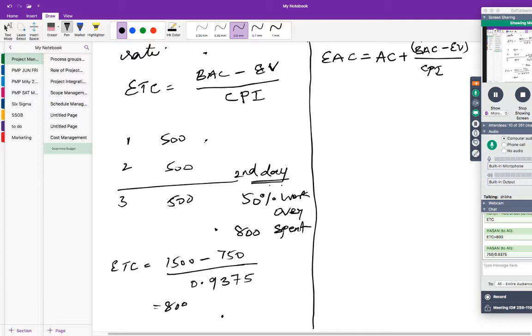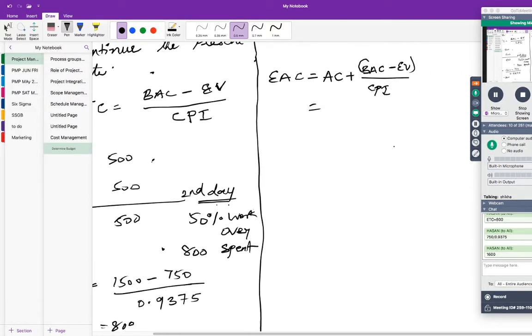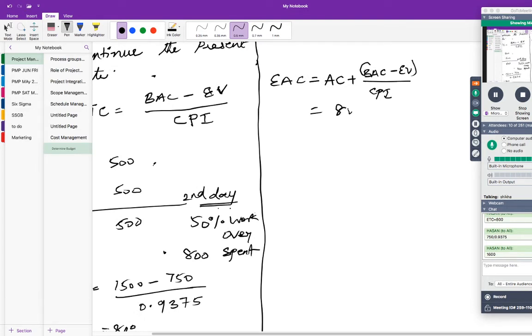So if this is the case, what is your EAC? How much money in total would you have spent at the end of the work? 1600, correct? Already I've spent 800, and for the rest of the work this value is 800. So finally, instead of finishing it in 1500, you would have spent 1600 if you go at the present rate, correct?